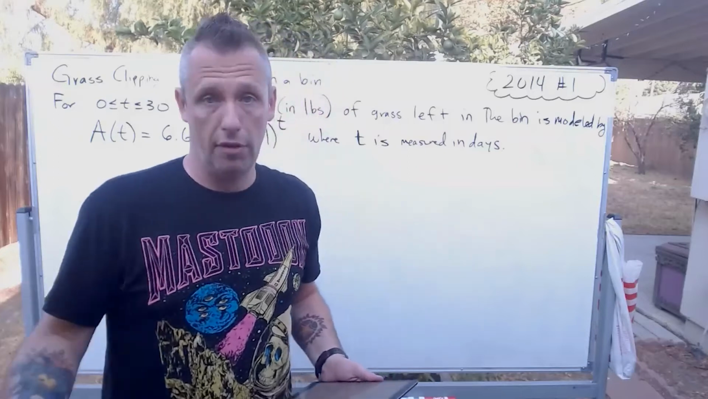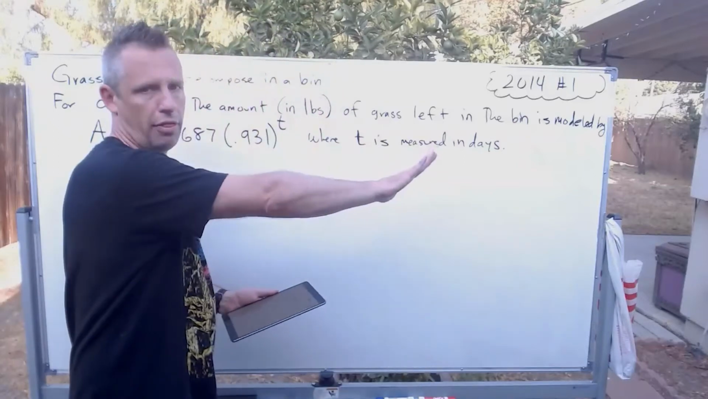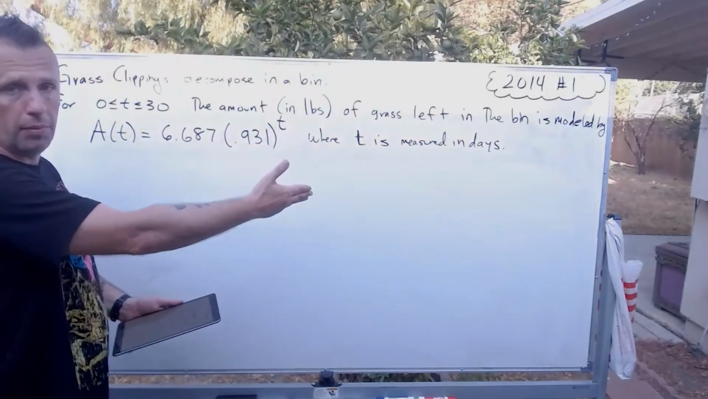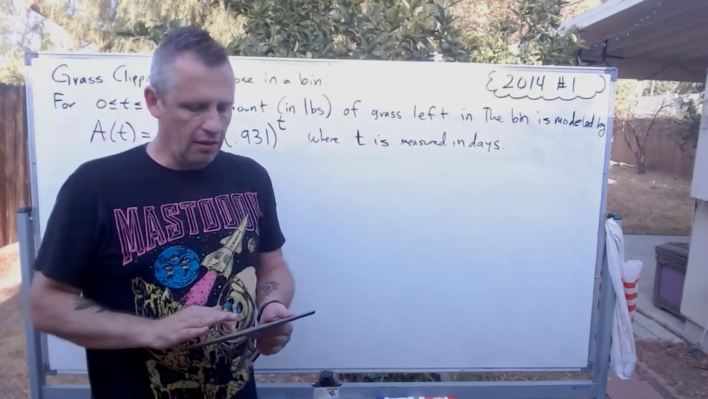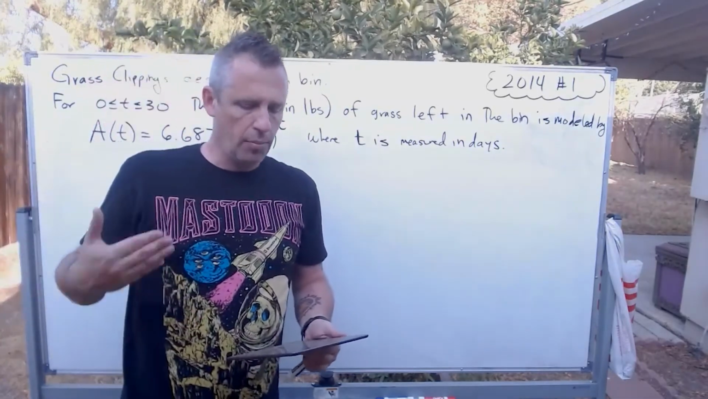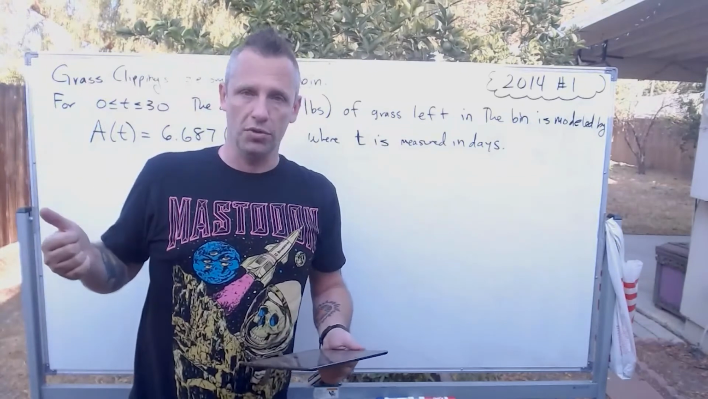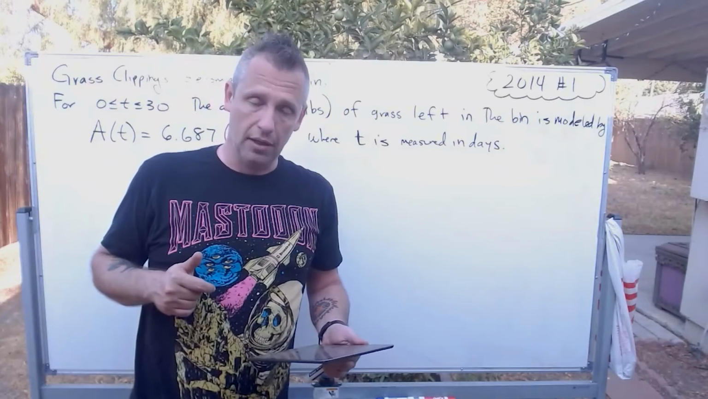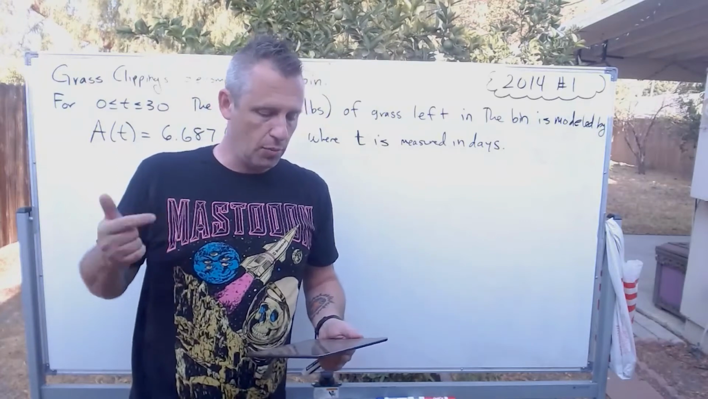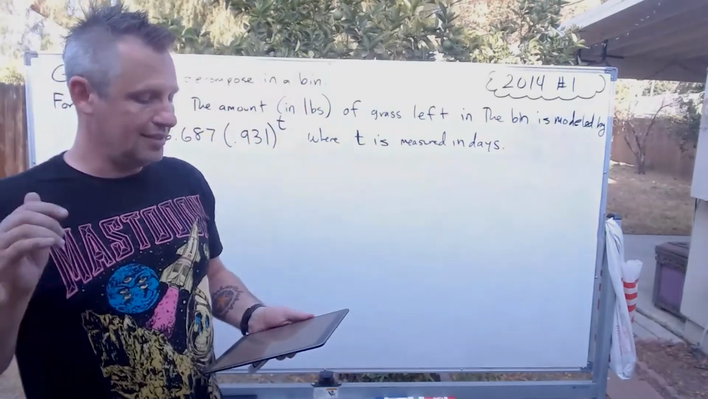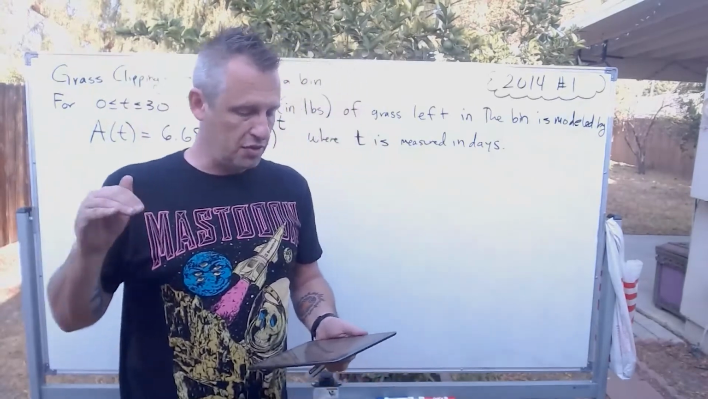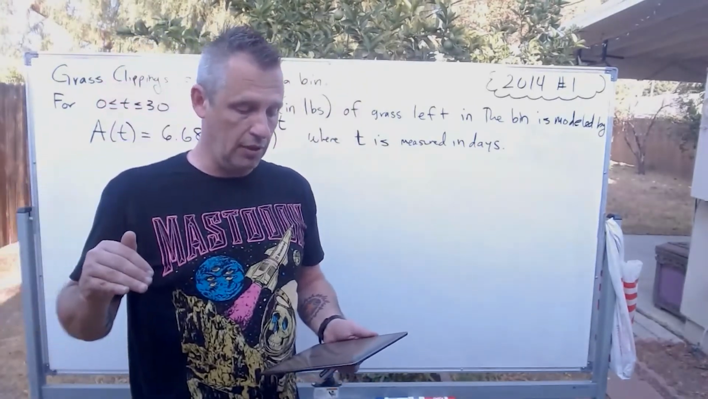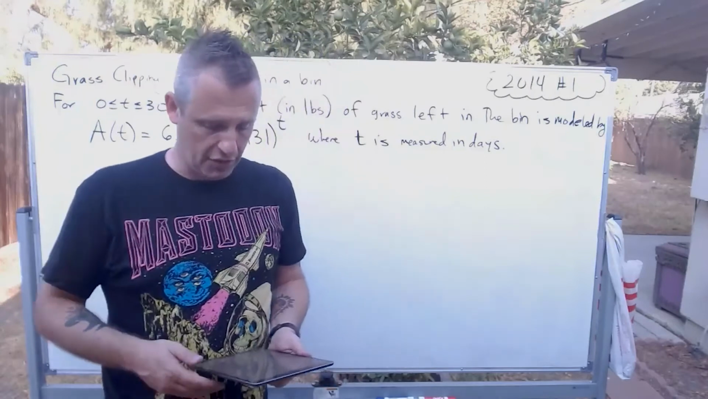For t greater than 30, so apparently we're after the 30th day in which we were modeled by this function, L of t, the linear approximation to A at t equals 30, is a better model for the amount of grass clippings in the bin. Use L of t to predict the time at which there will be exactly 0.5 pounds of grass clippings remaining in the bin. Show the work that leads to your answer.